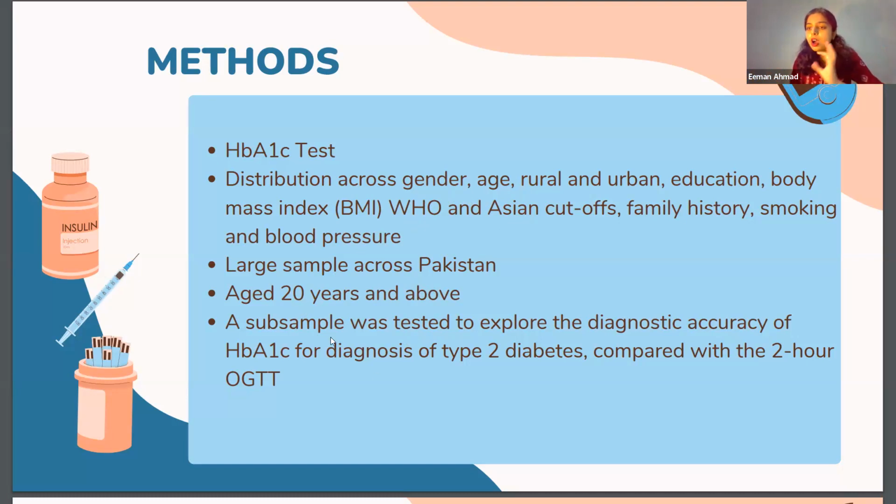In addition, because the American Diabetes Association has set either the fasting plasma glucose level or the OGTT level as the diagnostic criteria, but because we are using HbA1c here, the authors of the survey did use a subsample to check the sensitivity and the specificity of the HbA1c test, whether it is accurate or not, right? And they compared that with the gold standard, that is OGTT.